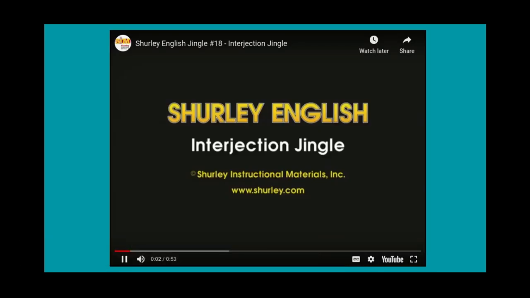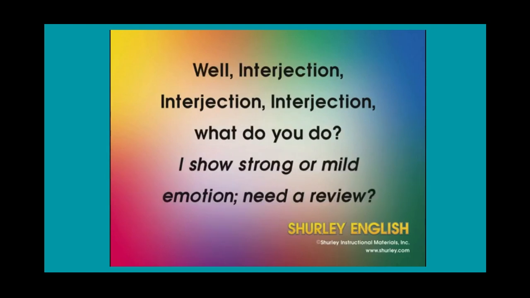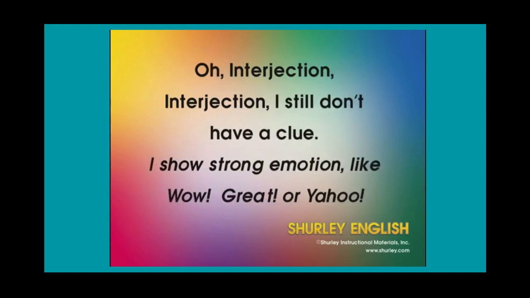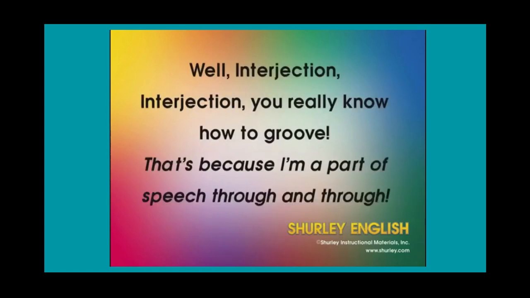Jingle 18. Interjection, who are you? I'm a part of speech through and through. Interjection, what do you do? I show strong or mild emotion, neither of you. Oh, interjection, I still don't have a clue. I show strong emotion like wow, great, or yahoo. I show mild emotion like oh, yes, fine, or toodaloo. Interjection, you really know how to prove. That's because I'm a part of speech through and through.